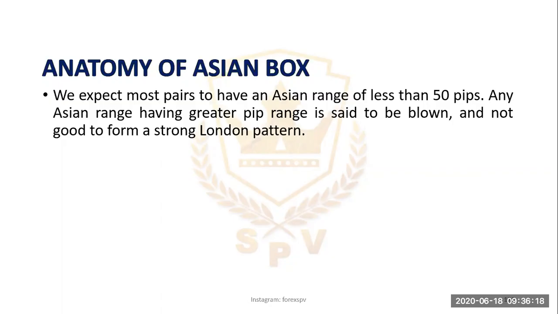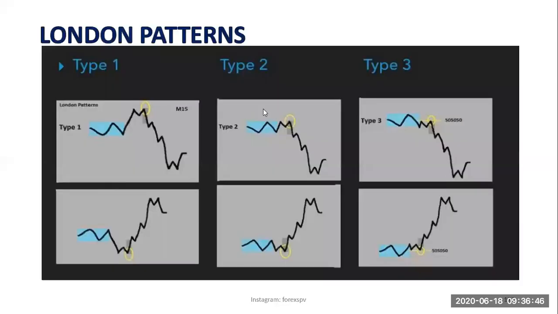So our Asian range should be less than 50 pips, and any Asian range having a greater pip range is said to be blown and not good to form a strong London pattern. But with experience, you can simply trade even the blown Asian range. When the Asian range is tight, we have the London patterns that we usually look for. And these London patterns are usually based on safety trends.